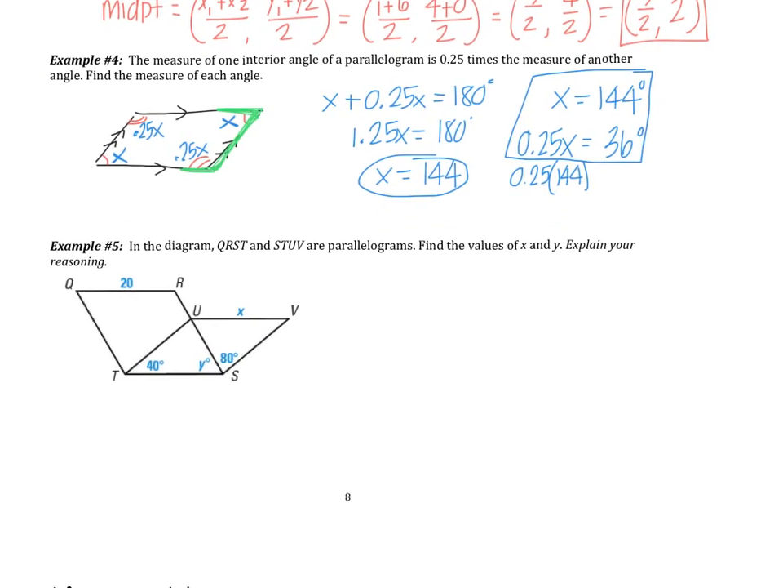Example 5. In the diagram, QRST and STUV are parallelograms. Find the values of x and y. Explain your reasoning. Okay, multiple ways to look at this. When I see it's a parallelogram, I know that these sides are parallel and they're also congruent. That's just in the first parallelogram, this red one right here. So I know that this measure is 20.